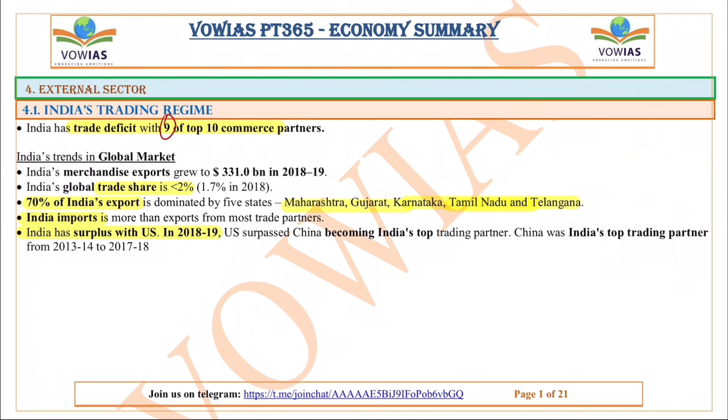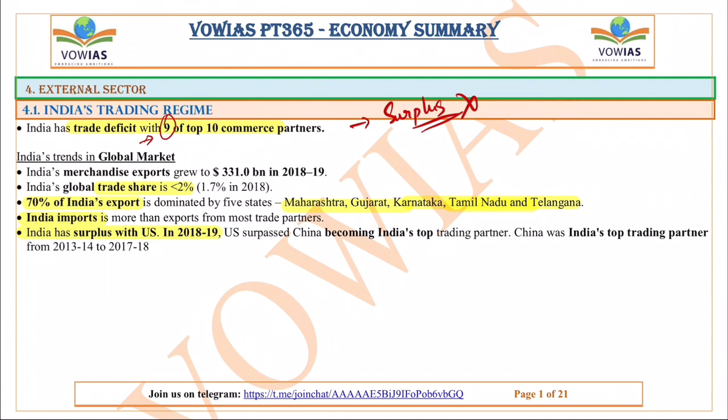So in this external sector, the first one what we have is the news about India's trading regime. So trading regime, if you see here, it is given that India has a trade deficit with 9 of the top 10 commerce partners. इसका मतलब यह है कि with most members we have a trade deficit. So if tomorrow in exam there is a statement that with most top trading countries India has trade surplus, then this will be a wrong statement, because with most of its partners India has trade deficit.